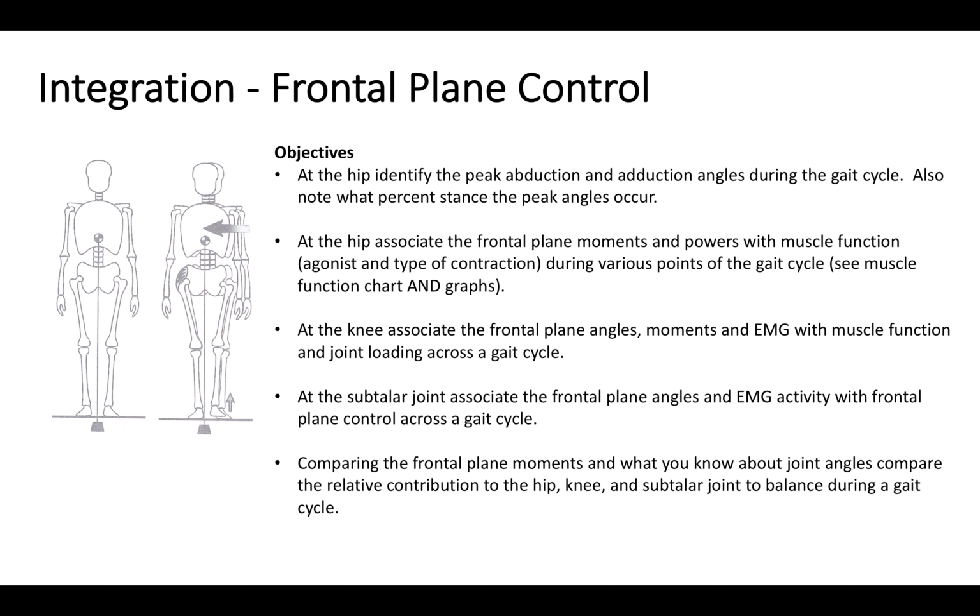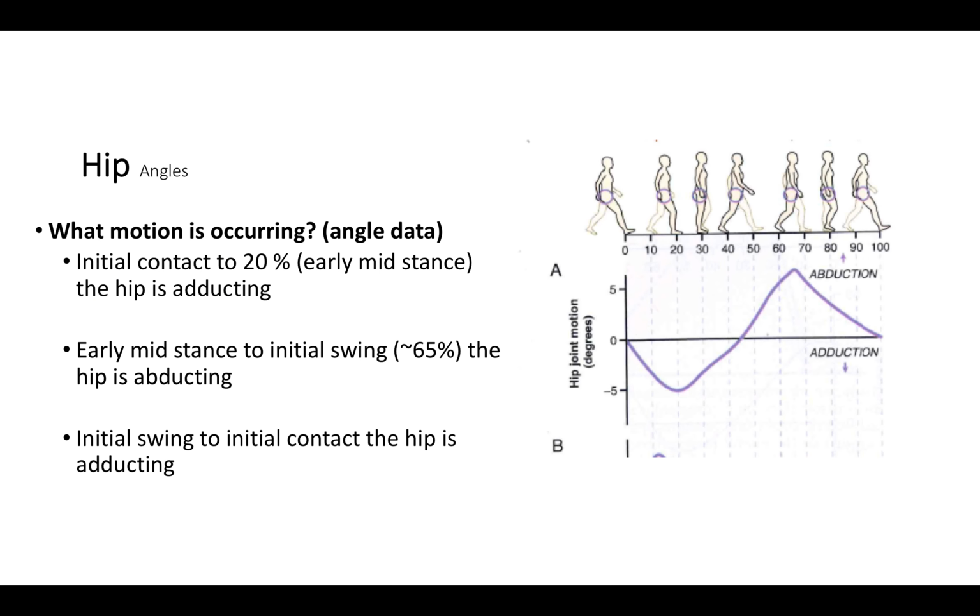So in this presentation, we want to go over joint by joint, the hip, knee, and subtalar joint, frontal plane angles, moments, powers, and what we know about the EMG. And these objectives reflect that. So let's start with hip angles.